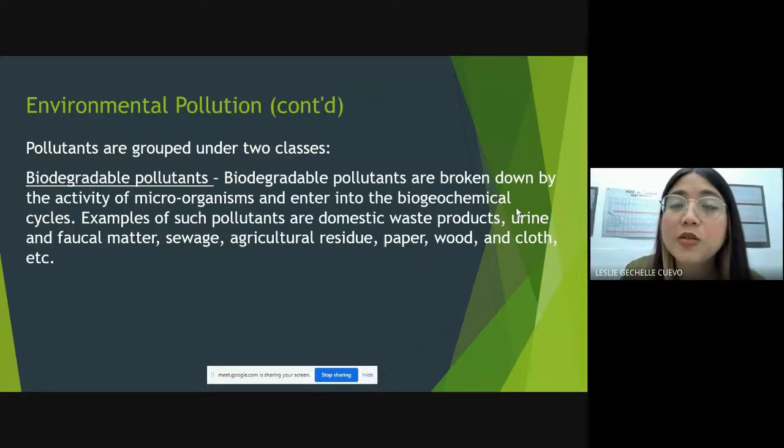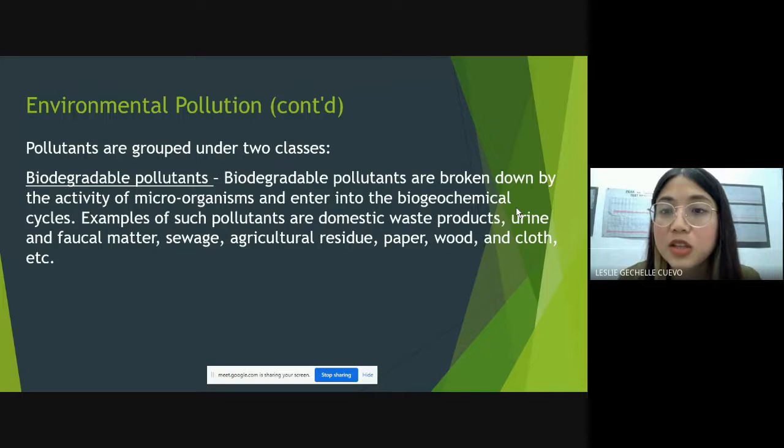So pollutants are grouped under two classes. Biodegradable pollutants. These are broken down by the activity of microorganisms and enter into the geochemical cycles. Examples of such pollutants are domestic waste products, urine and fecal matter, sewage, agricultural residue, paper, wood, and cloth.